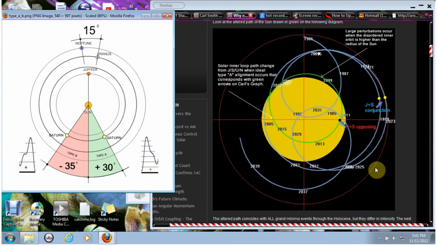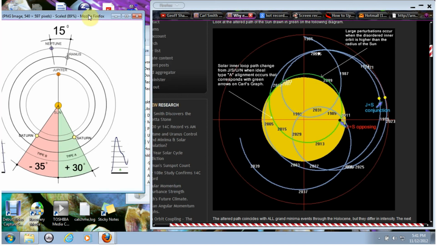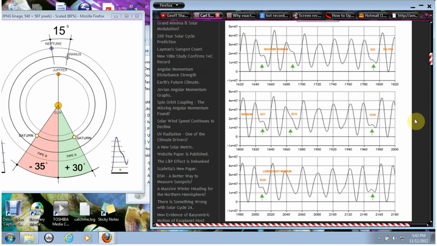Now, if we have a look at the actual shape of the orbit here, we can see that the Sun is basically in its orbit path around the centre. Its angular momentum is changing. Now, we can actually graph this angular momentum, and Carl Smith, back in 2007, plotted it. He used the JPL data and some software that he created himself, and he plotted the angular momentum of the Sun as it orbits around the centre of the solar system.